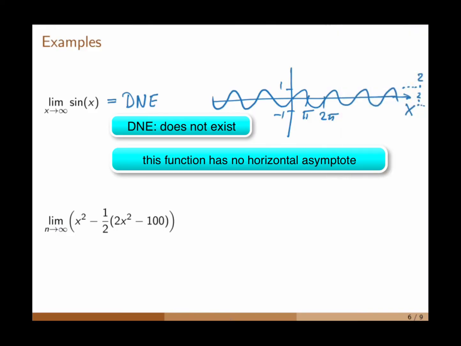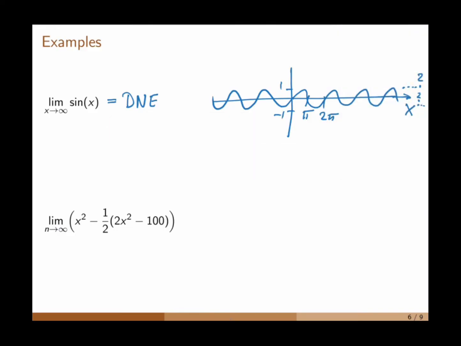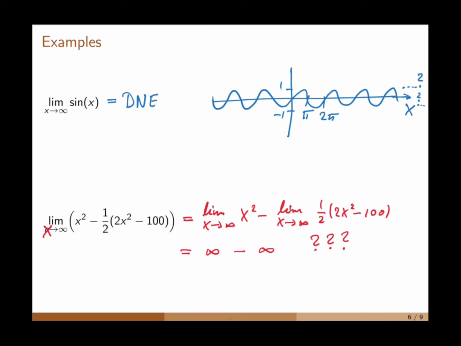And let's look at the last example which I have for you here, which is the limit as x goes to infinity of x squared minus 1/2 times (2x squared minus 100). If you apply one of the limit rules, limit x to infinity of x squared minus limit as x goes to infinity of 1/2 times (2x squared minus 100). Let's just assume we could do this. I tell you later this is wrong, but let's do this for now. Well, the first limit is infinity, and the second limit, as x becomes really, really large, this term will be really, really large, certainly bigger than 100, so this also goes to infinity. So we have a limit of the form infinity minus infinity, and then this is really, really difficult to solve. We don't know what it is.